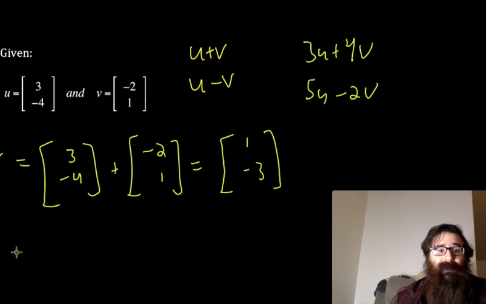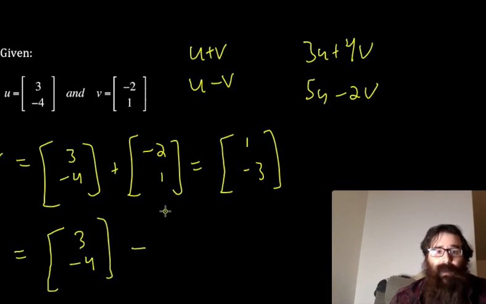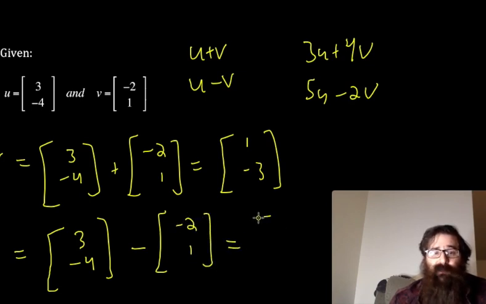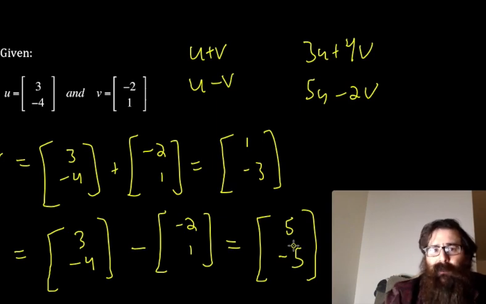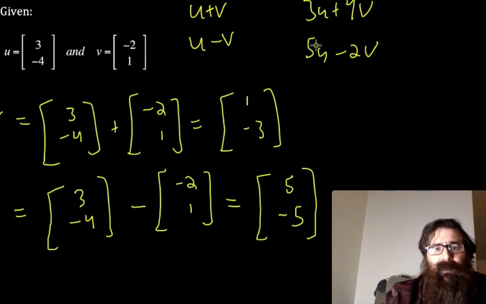If I want u minus v, well, I can take this first vector, 3, negative 4, and then I can subtract away the second vector v, which had entries negative 2, 1. I could think of this as subtraction. So here I could say 3 minus negative 2, that gives me 3 plus 2, gives me 5. And negative 4 minus 1 gives me negative 5. We'll talk about another way that we can envision this in just a bit.